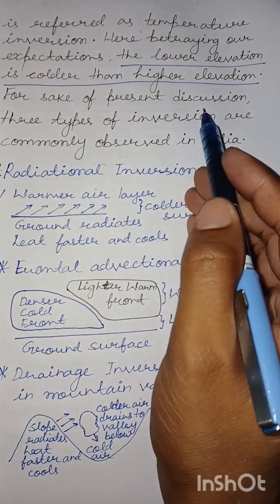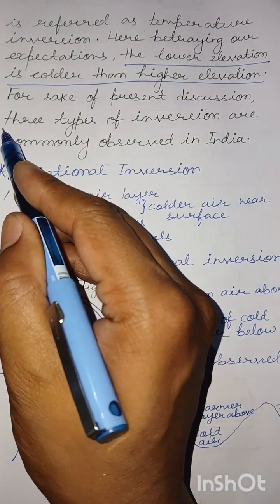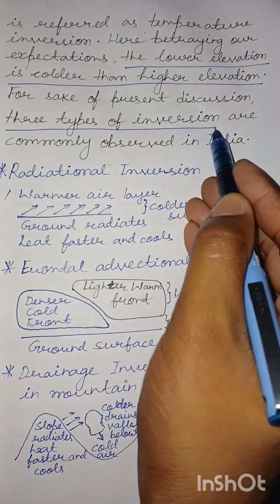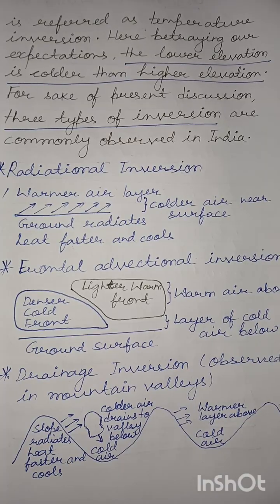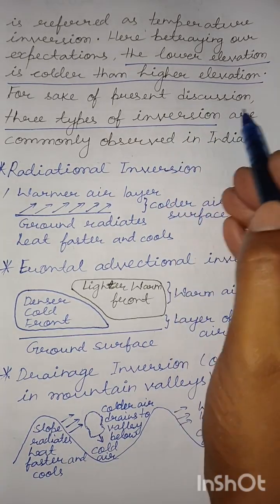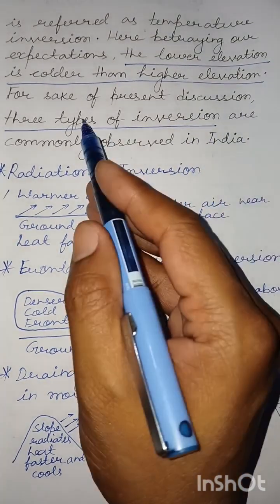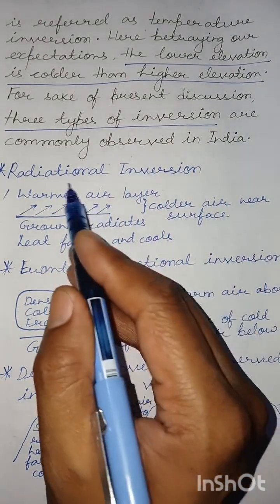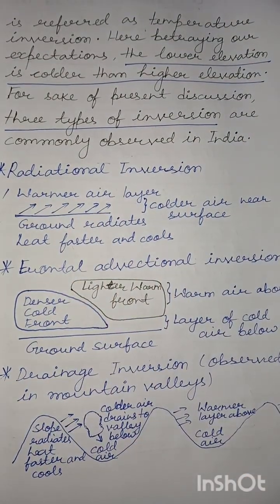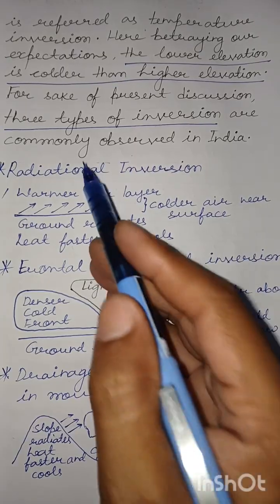For the sake of present discussion, three types of inversion. There are actually many types of temperature inversion, but because it is a GS paper, we are restricting the types of temperature inversion to three. There are three types of inversion which are commonly observed in India. First is radiational inversion. Now try to visualize it through the graphic.